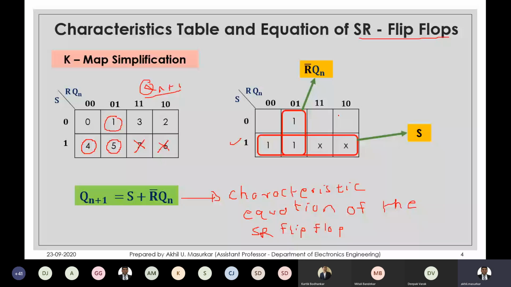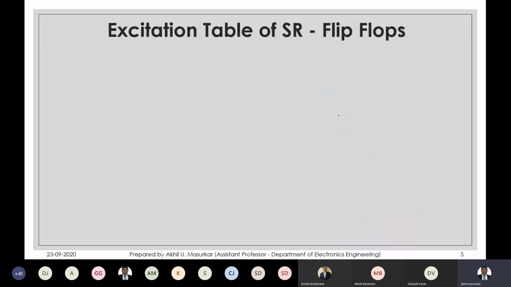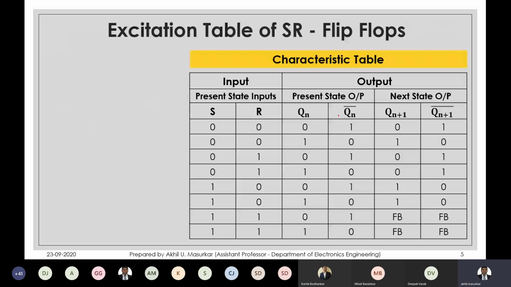Okay, so let's go ahead. Now my characteristic table is there in front of us. Now let's look at something called the excitation table. How many tables does a flip flop have? First we started with the truth table. Then we went to the characteristic table. And now we are going to the excitation table.